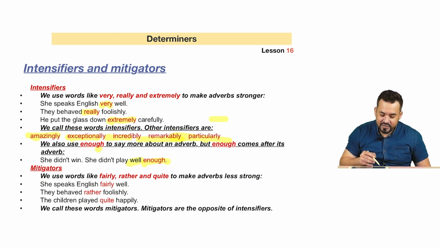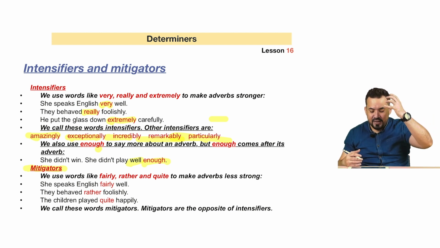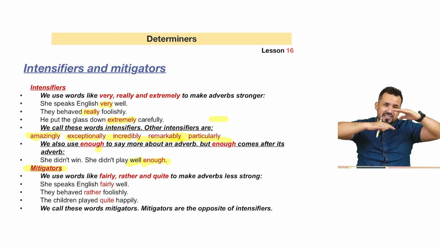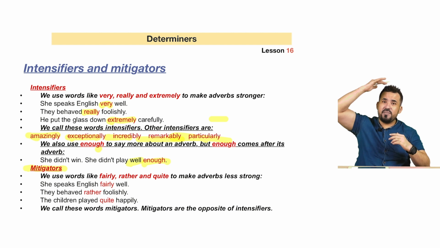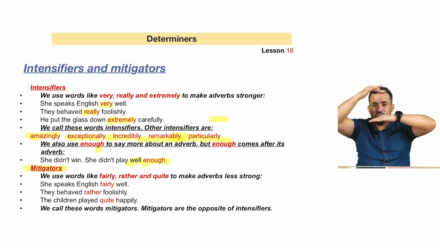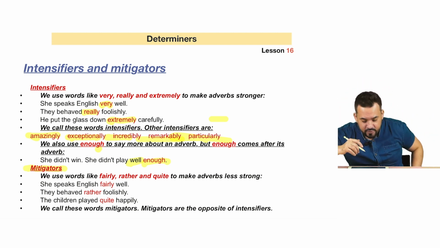Okay, now let's take a look at mitigators. Intensifiers are to make an adverb stronger, right? Mitigators are to make it in the middle. So intensifiers make the adverb strong. Mitigators make the adverbs in the middle. Okay, not very strong, not very weak. It's in the middle.